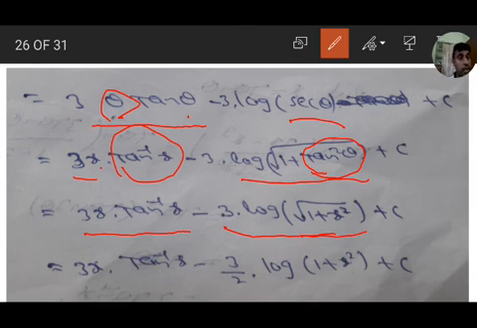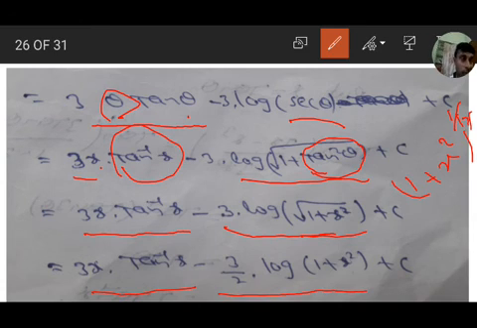Square root of 1 plus x square means (1 plus x square) all to the power of 1 by 2. With 1 by 2 as the power inside the logarithm, the power comes out. So 3x into tan inverse x minus 3 by 2 into log of 1 plus x square plus c. It is the answer.